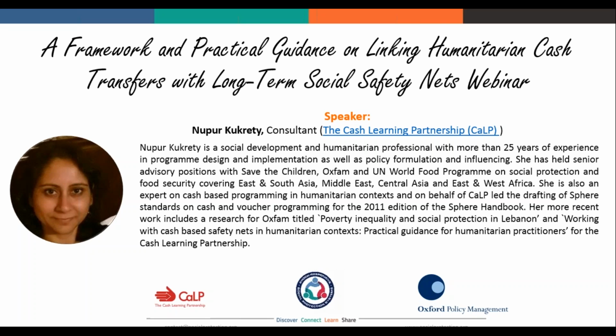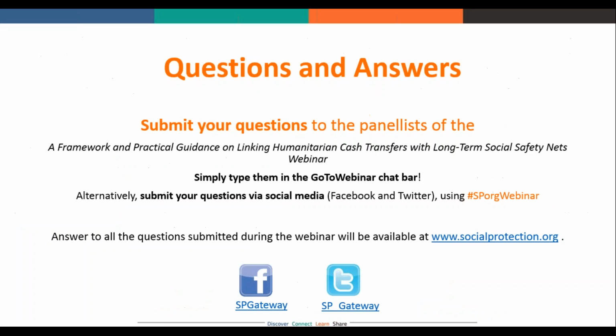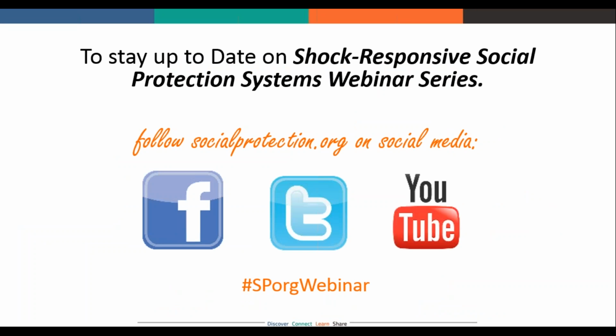Okay, very interesting. One more question. To your knowledge, are there examples of social protection systems with horizontal scale-up to include refugees or migrants?